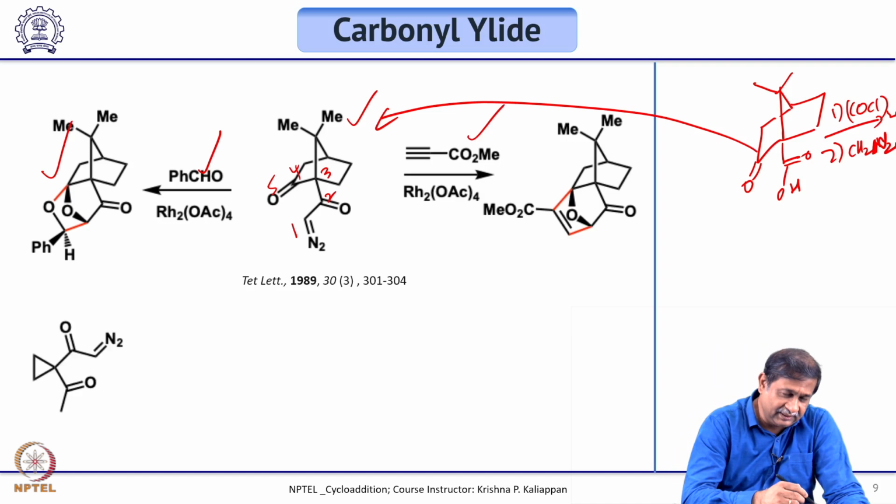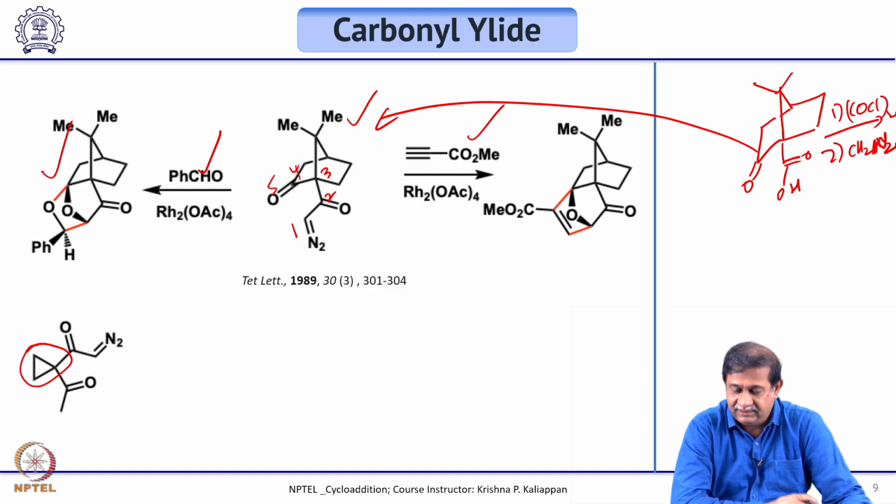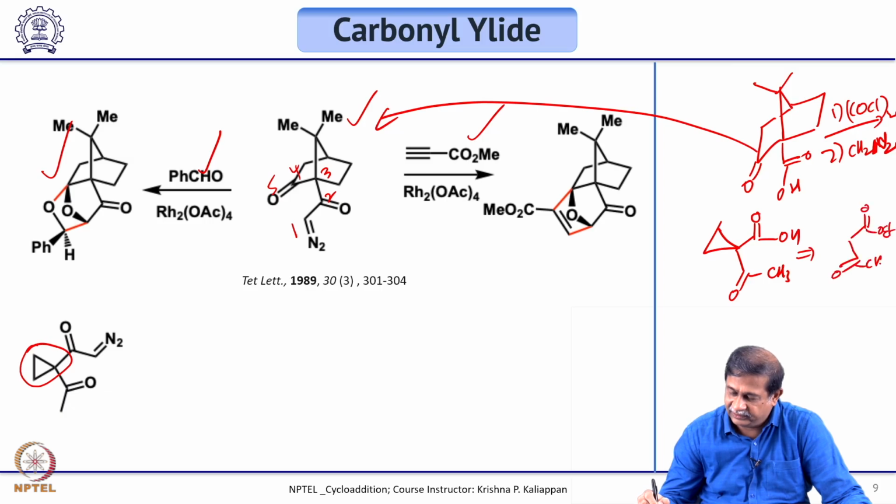One can also get a cyclopropane moiety, which is already present in the starting material, and this can be easily obtained from the corresponding carboxylic acid, and this can be obtained from ethyl acetoacetate.